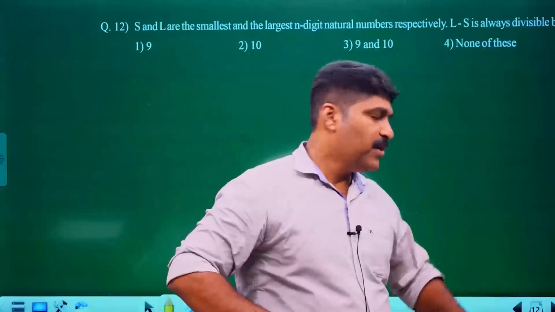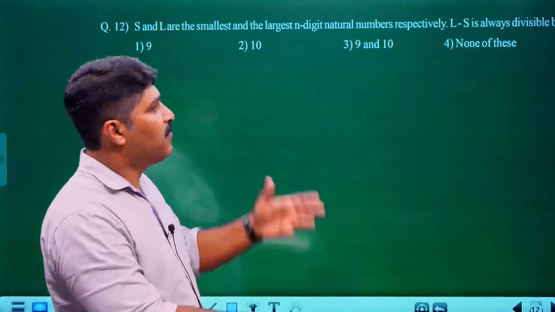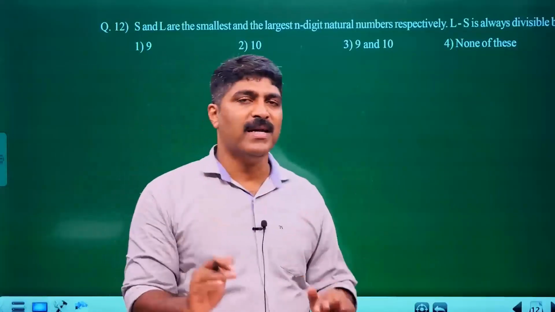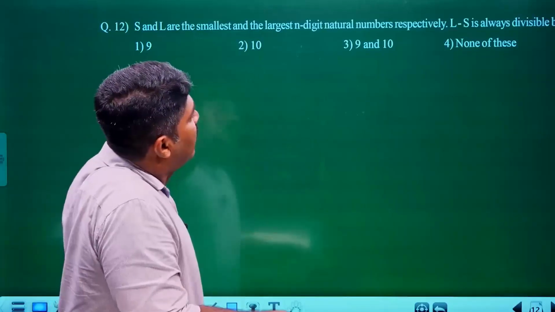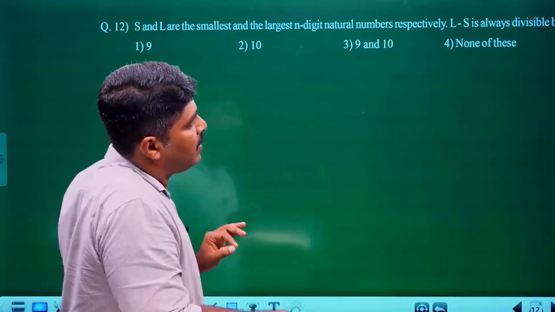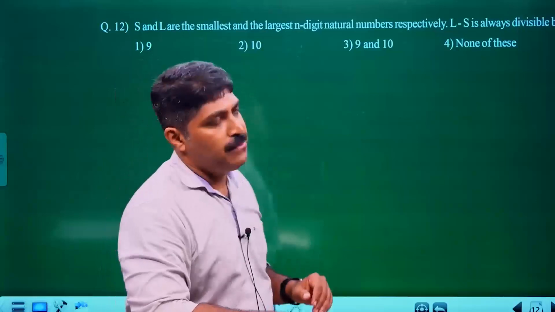If we are considering the case of proper fractions and there is a common difference between numerator and denominator, we can apply that logic. The next question is: S and L are the smallest and the largest n-digit natural numbers respectively. L minus S is always divisible by.